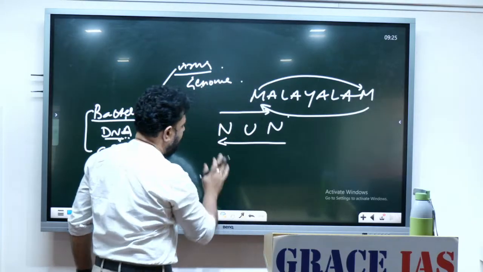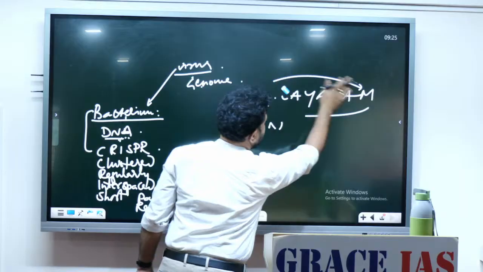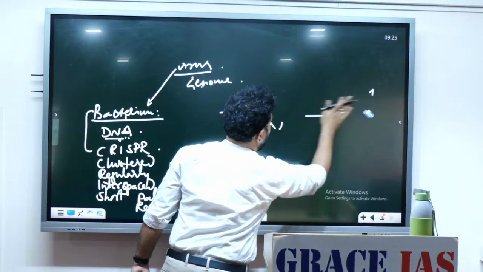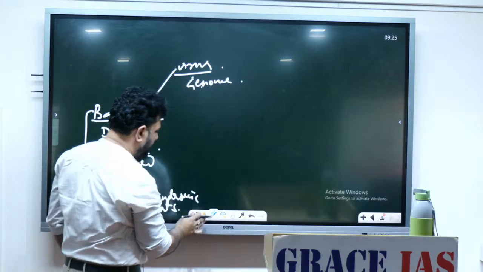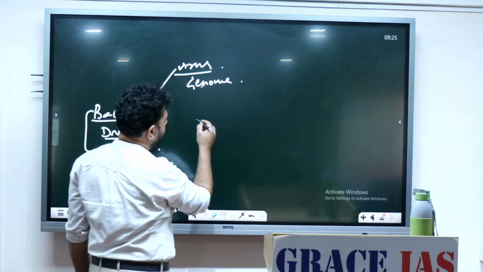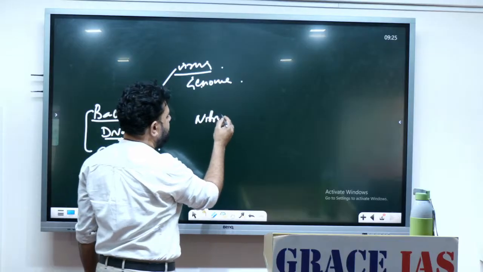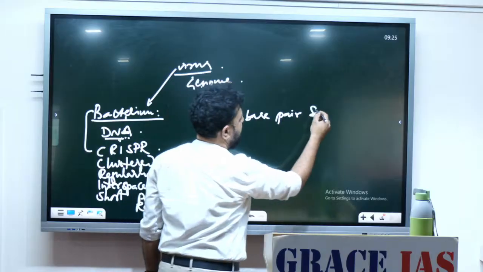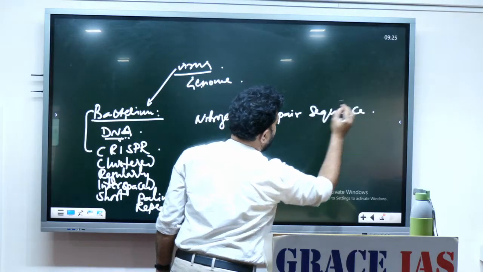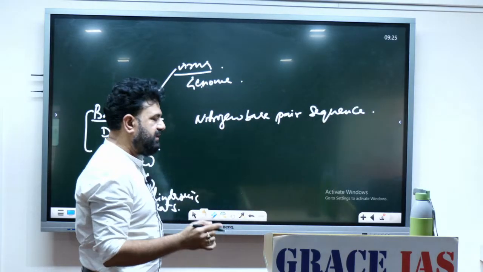Please understand this. A palindrome is repeating something both left to right or right to left in the same way. Now, what is a palindrome in the case of DNA? The nitrogen base pair sequence. Please understand this very important concept here.